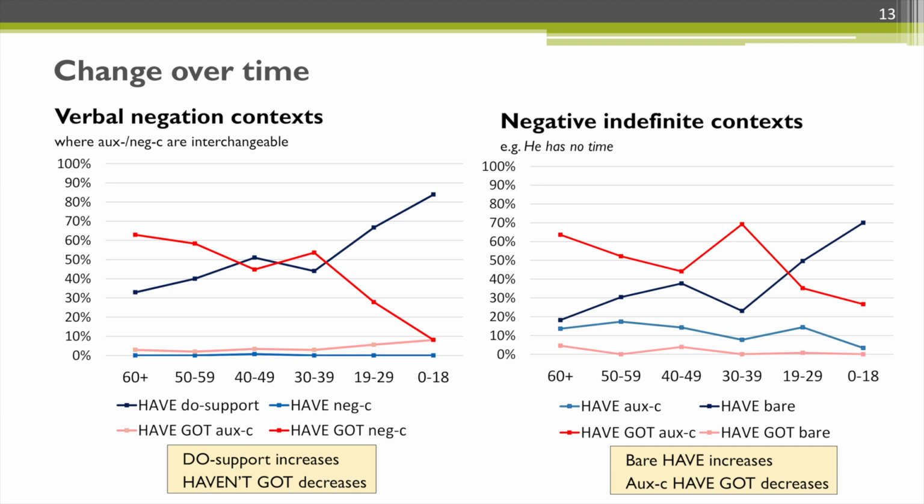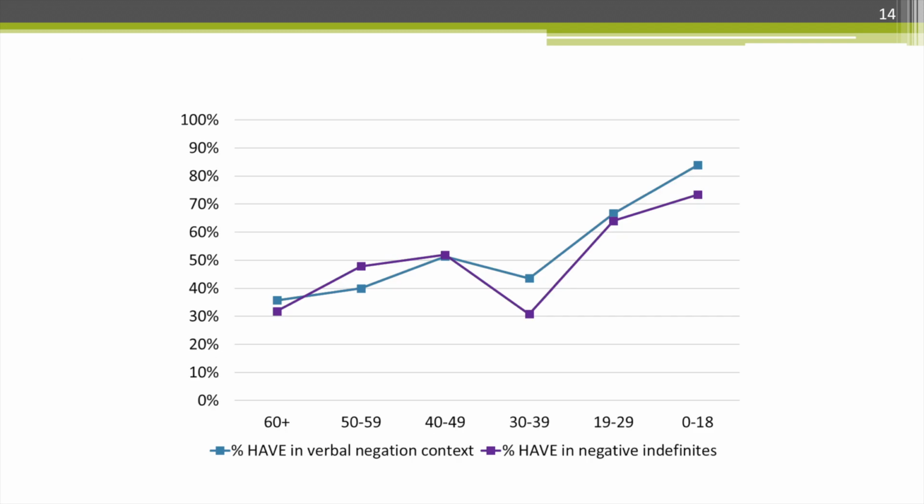The same kind of picture comes out of the negative indefinites, like he has no time. Again you see an increase in the have variant, this time a bare have, like I have no time, or he has no time, whereas the auxiliary contracted have got decreases. So when we combine these by the main two stative variants, have and have got, we see that have is on the rise in apparent time in both the verbal negation and the negative indefinite context.